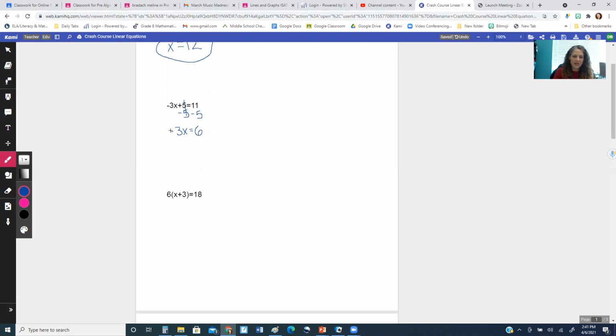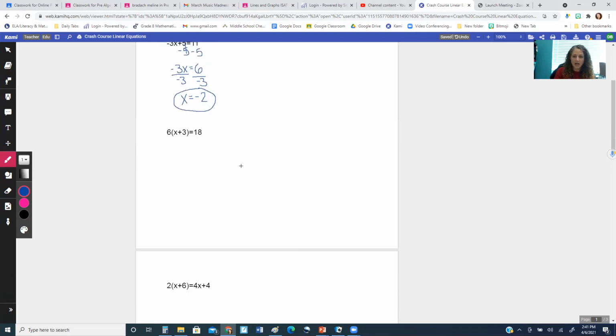So now I have a negative 3 that's multiplied by the x. The opposite of multiplication is division. So if I want to get rid of this negative 3 that's multiplied by the x, I need to divide by negative 3. And so I will end up with x equals 6 divided by negative 3. Well, 6 divided by regular 3 is 2. And a positive divided by a negative is a negative. So x equals negative 2.